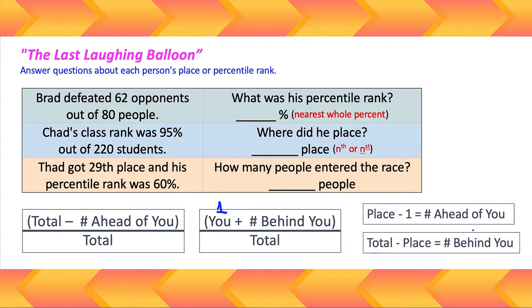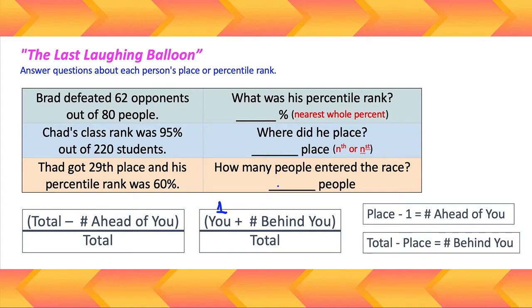And then here are some other things. You take your place minus 1, that gives you the number of people ahead of you. And if you go total minus place, that gives you the number of people behind you. So we're really trying to dive deep into competitions and total people and where you place, behind you, ahead of you, all of those things. We're breaking that stuff down mathematically. Anyway, Brad defeated 62 opponents out of 80.